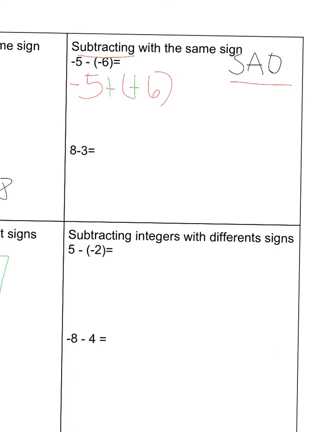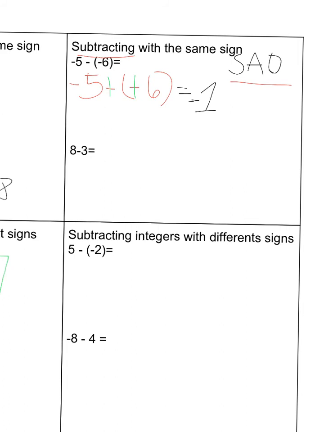All right, so negative 5 plus 6 equals, they have different signs, so I have to give it the sign of the one with the larger absolute value, which would be my positive 6. 6 minus 5 is 1, so the answer is positive 1. Okay, go ahead and try the next one.